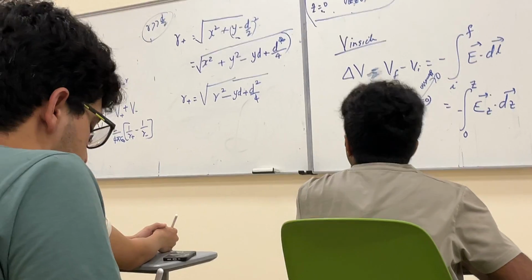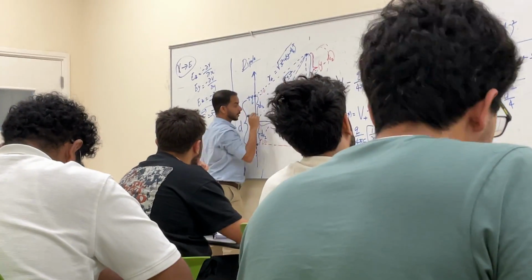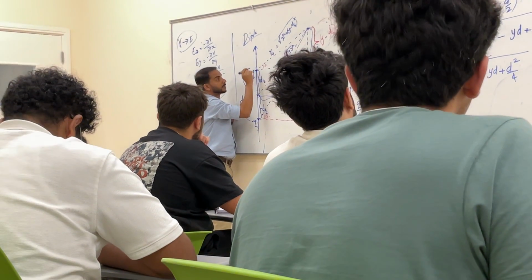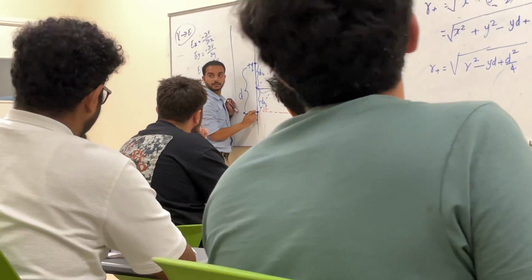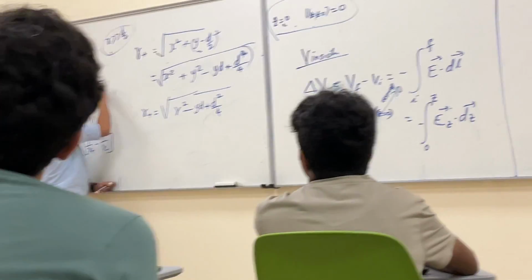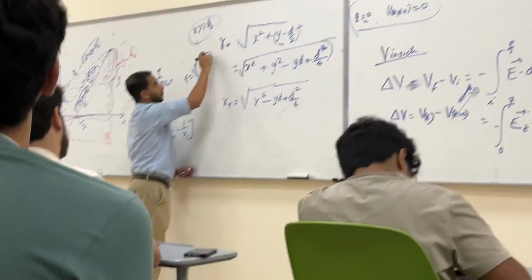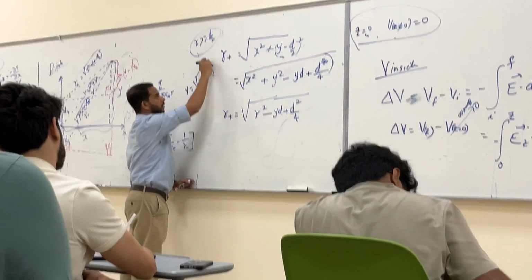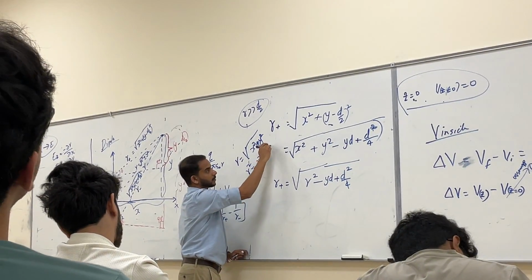R is the distance from the center. The first R I have defined is the point from the center. R plus is the distance from the positive charge, and R minus is the distance from the negative charge. How do you do that? This one, x square plus y square. So I have R as the square root of x squared plus y squared, right? So R squared equals x squared plus y squared.